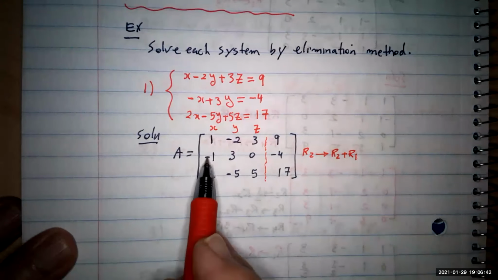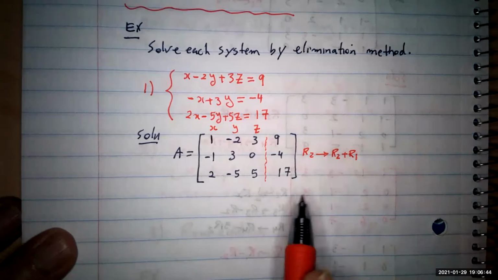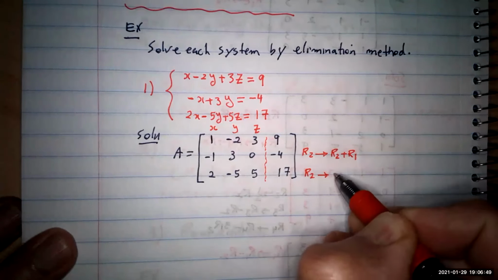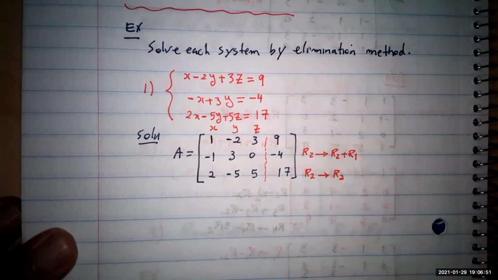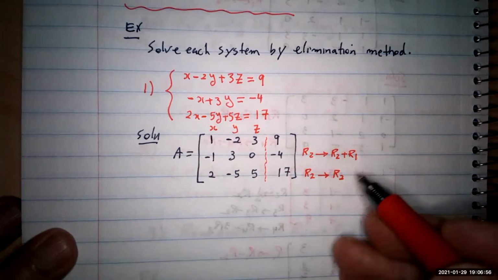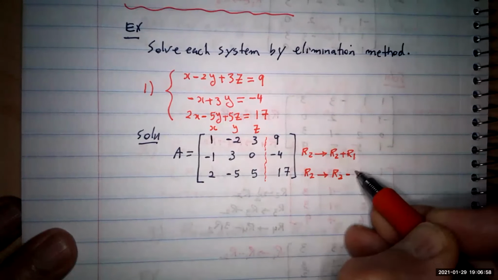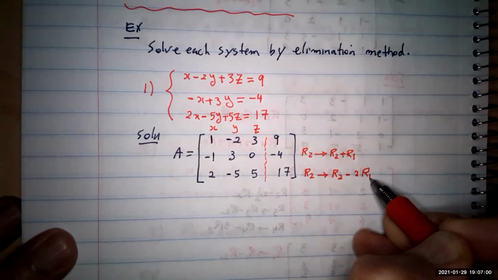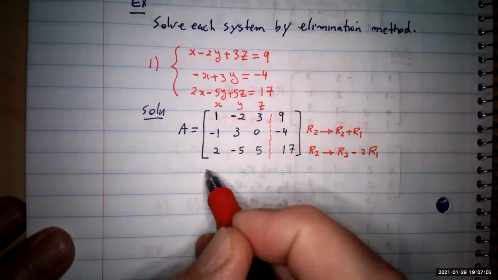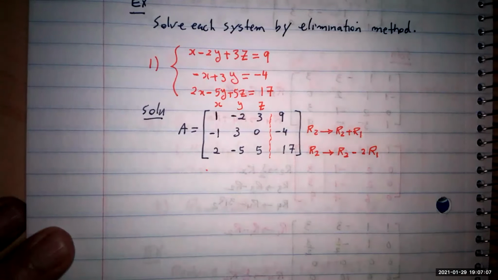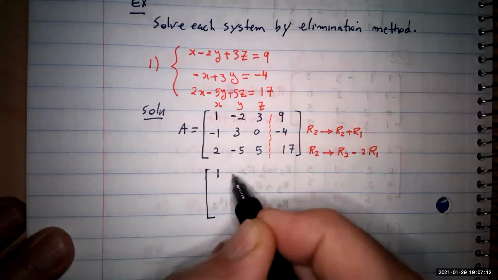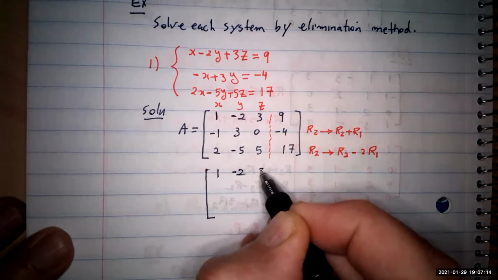So that gives you 0, and you can do at the same time, this is going to be R2. You can change R2 into R2 minus twice the first one, for example. It doesn't matter. At the same time, we take care of it. So the result is going to be: the first one is going to be unchanged. It's 1, -2, 3, and 9.